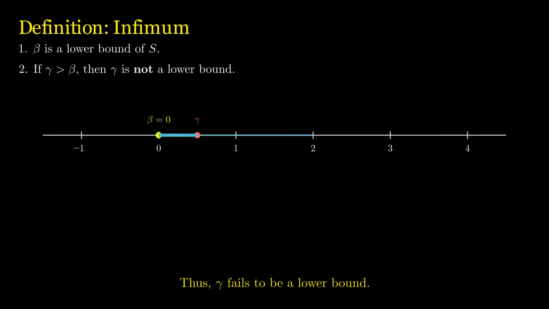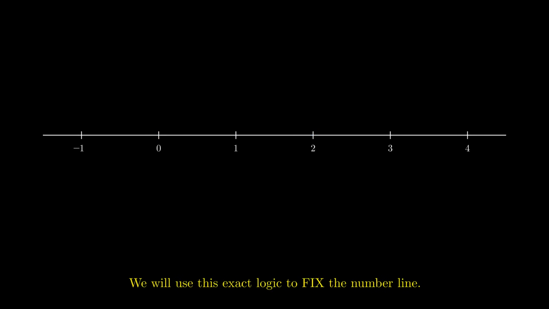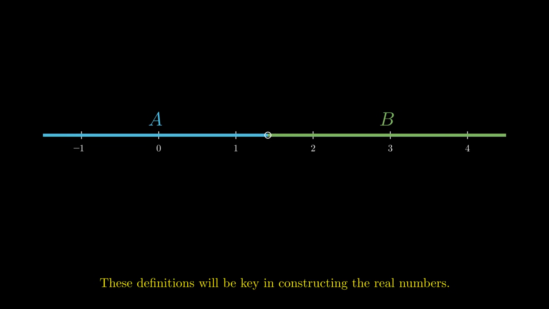We will use this exact logic to define the real numbers. We don't define them as points on a line, but as cuts. We define the square root of 2 not as a number, but as the cut itself, the boundary where the supremum of the left set meets the infimum of the right set. That meeting point is the real number.